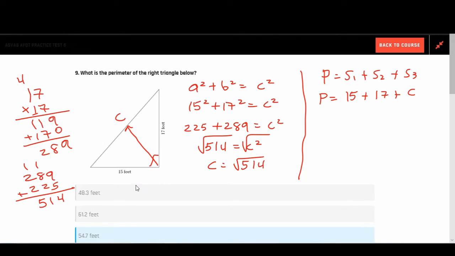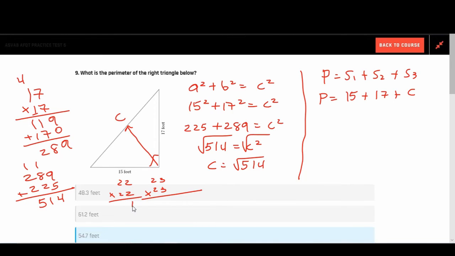I know 20 squared is 400. Therefore, I know the square root of 514 is going to be somewhere between 20 and 25-ish. So I'm just going to start taking some stabs at it. I'm going to say 22 times 22 and 23 times 23. Let's see if these get me close to 514.